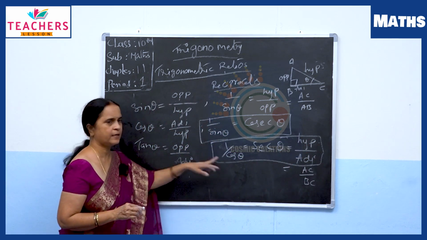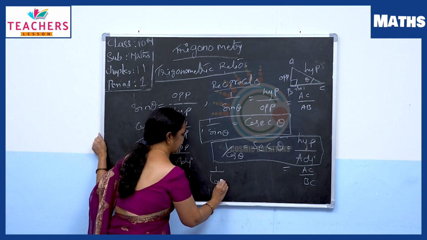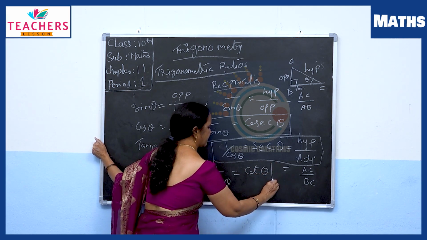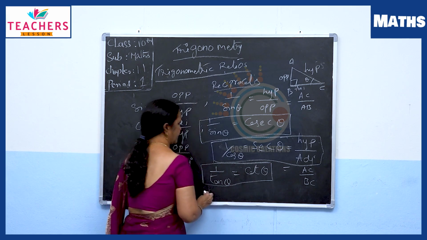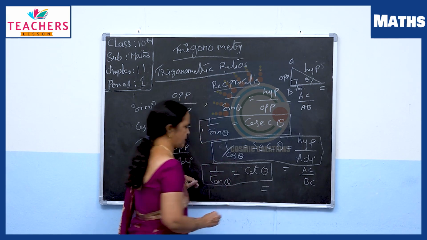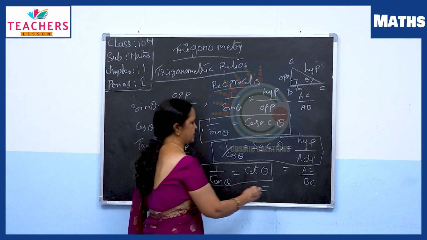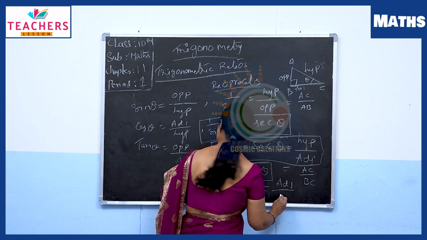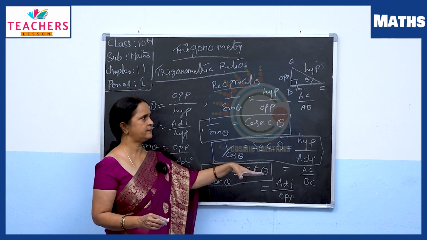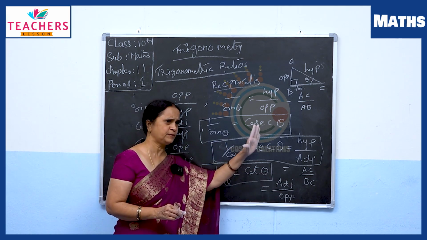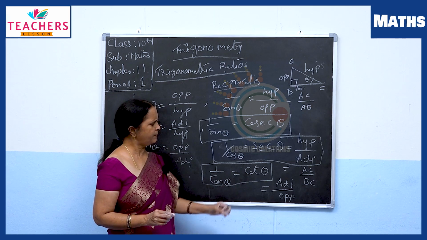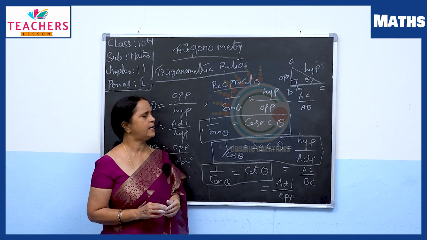The other one is what? 1 by tan theta is equal to cot theta. Okay. You know, tan theta means opposite by adjacent. Cot theta just flips upside down: adjacent by opposite. What is adjacent? Adjacent side with respect to theta, and opposite side with respect to theta. Got it? Simply we write adjacent, opposite, hypotenuse like that.